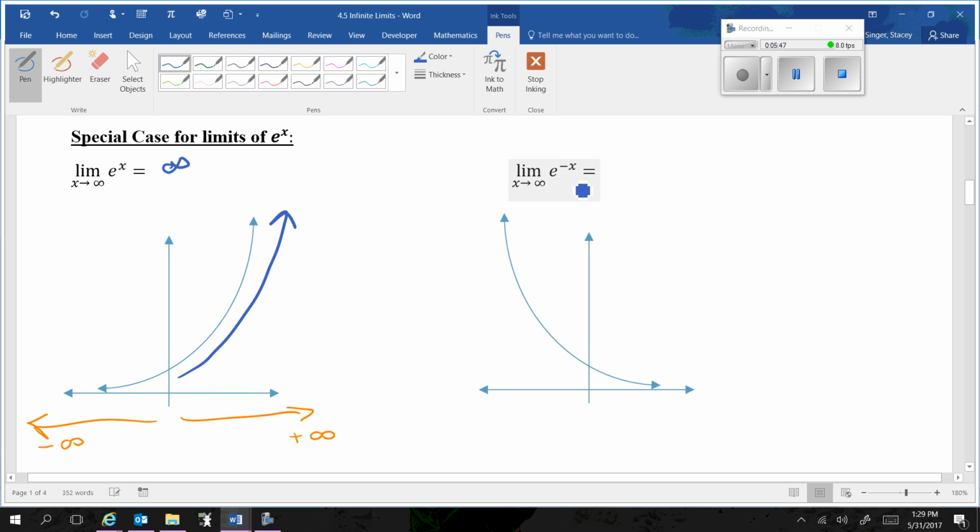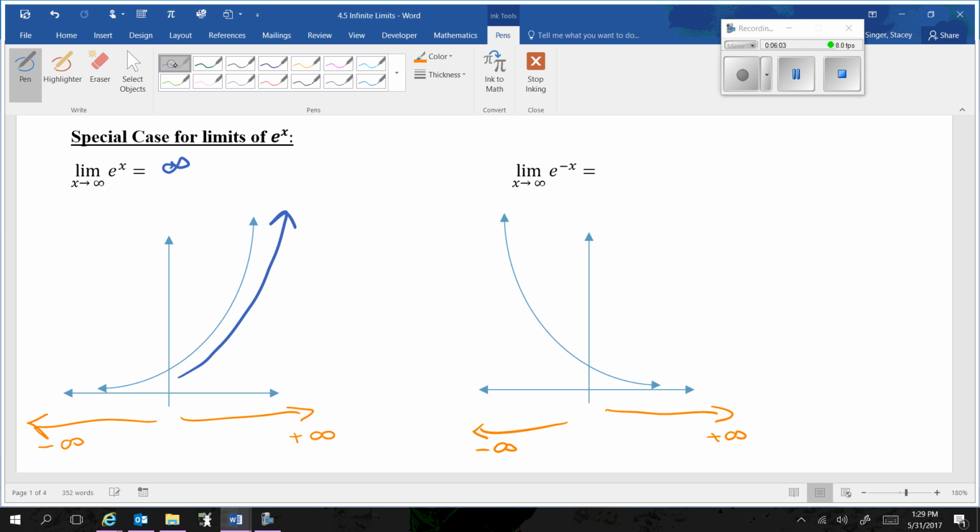If I had limit of e raised to the negative x as x approaches infinity, so I looked at that graph, well, I break up my two parts. I have approaches positive infinity on the right side, negative infinity on the left side. Looking at the right side of my graph, where's this curve going to approach? Well, it's going to get infinitely close to the x-axis, which is going to be a y value of 0.